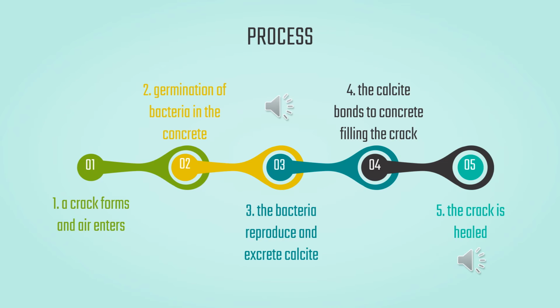This is the process of self-healing concrete. First of all, a crack forms and air enters, which causes the germination of bacteria in the concrete. This basically means that the protective capsules of bacteria dissolve and release them into the concrete. The bacteria will then reproduce and excrete calcite, and the calcite will bond to the concrete, filling the crack. At the end of this process, the crack should be completely healed.